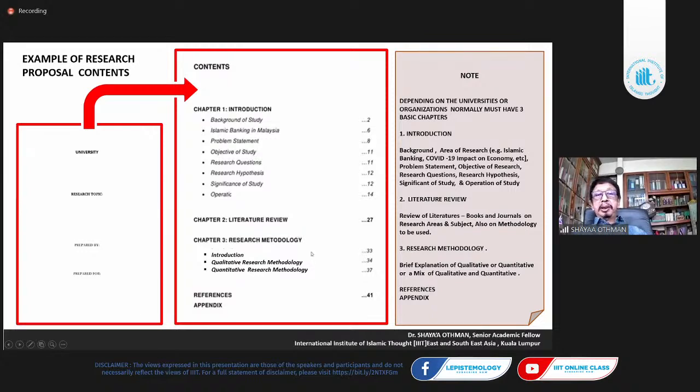In the research methodology, you discuss qualitative research and quantitative research, why you use qualitative research and why you use quantitative research. This is important for the supervisor to know. And these are the proposal.